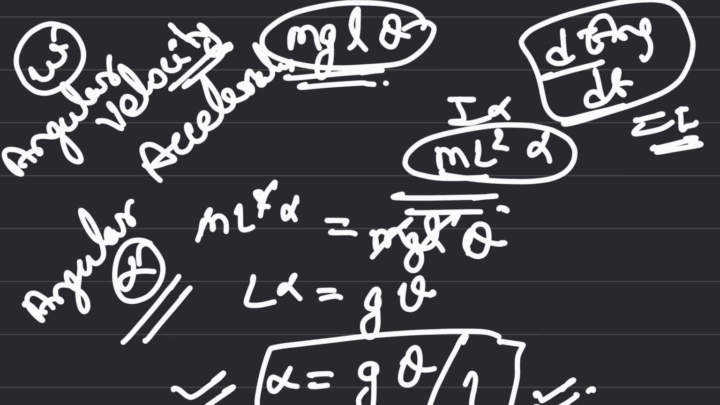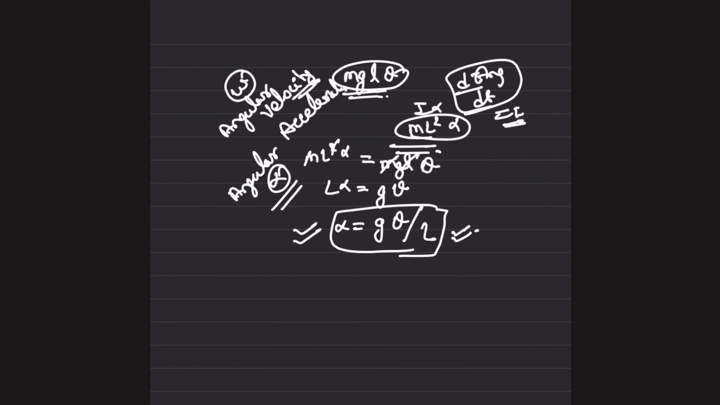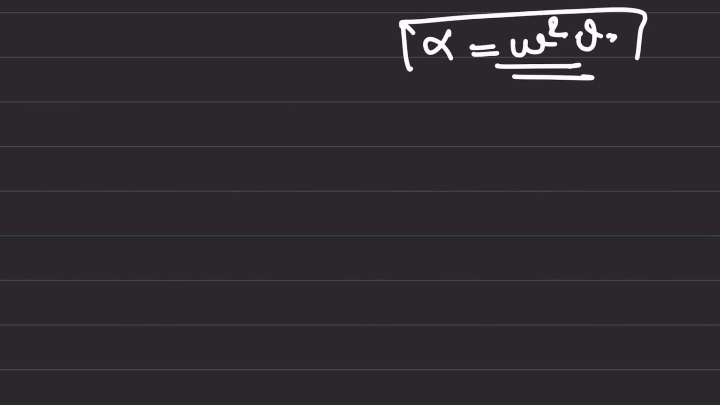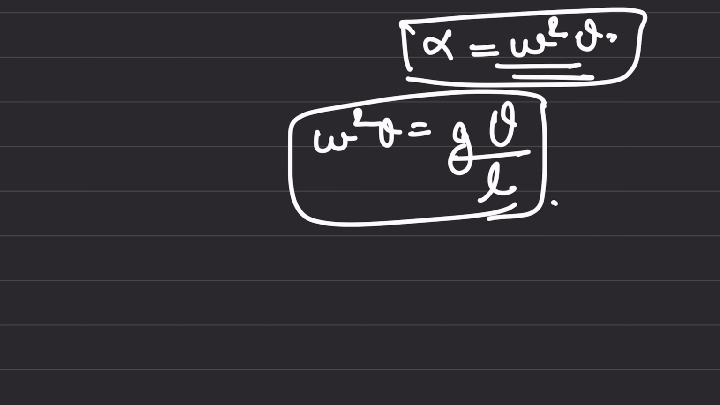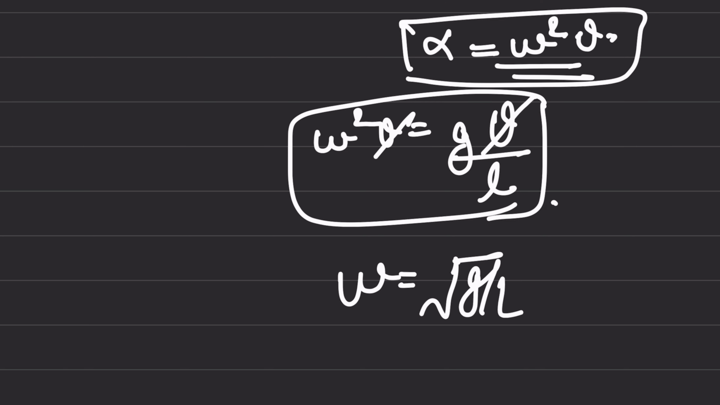This we have to remember. So from this, alpha will be equal to omega square theta. Now what we found for alpha is g theta by l. So theta and theta will be cancelled, so omega is equal to under root g by l.